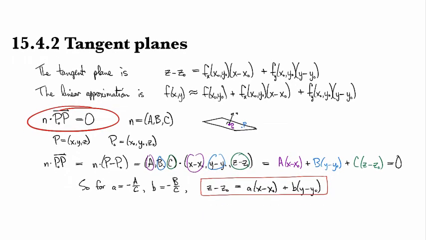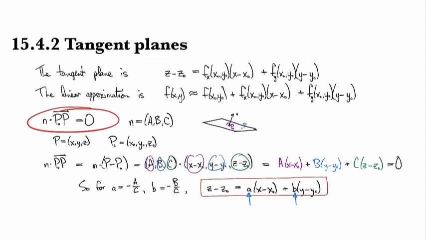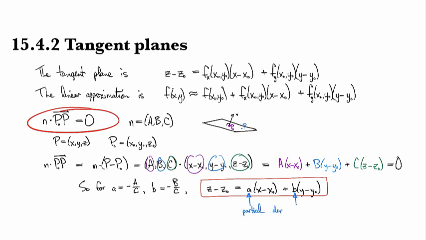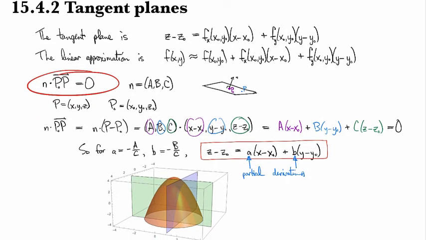Now for a tangent plane, we're looking specifically at the case when these slopes right here are going to be coming from the partial derivatives. And then that will make this into a tangent plane. So here's my favorite example. 4 minus x squared minus y squared.